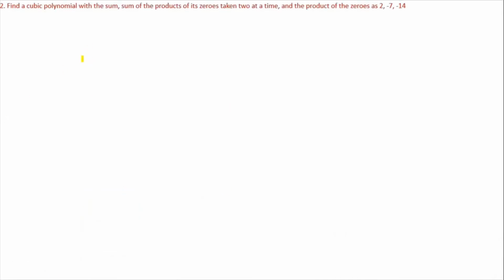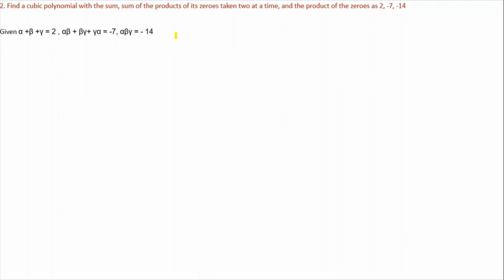Find a cubic polynomial with the sum of its zeros, the sum of the products of its zeros taken two at a time, and the product of zeros as 2, minus 7 and minus 14. So in the question, they give the sum of the zeros, the sum of the products of two zeros at a time, and the product of the zeros, and they want us to find the required cubic polynomial. Given that alpha plus beta plus gamma is equal to 2, alpha beta plus beta gamma plus gamma alpha is equal to minus 7, and alpha beta gamma is equal to minus 14.